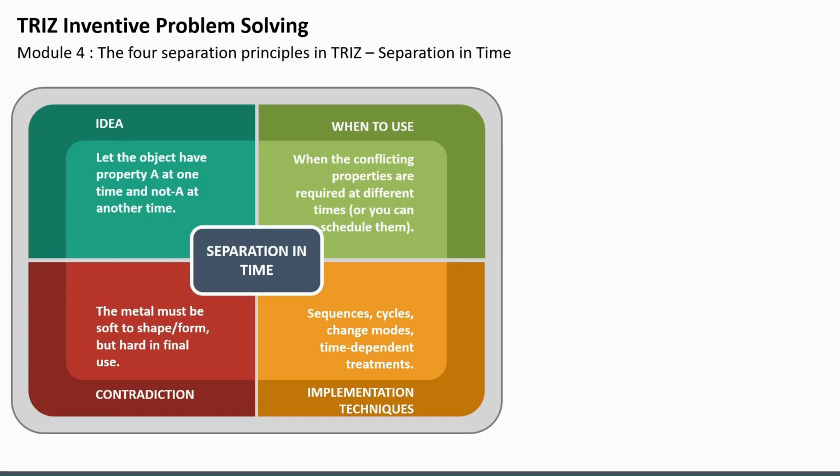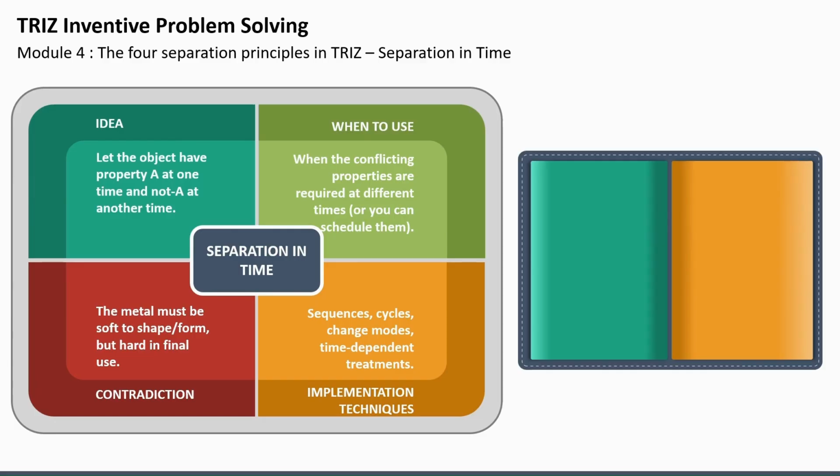And generally, how does the contradiction look? I have given you an example contradiction here. The metal must be soft to shape or form, but then the metal should also become hard in order to use it as a final product. And this is what we mean by separation in time. So if I want to go a little bit deeper and give you a contradiction, this is how the separation principle needs to be worked.